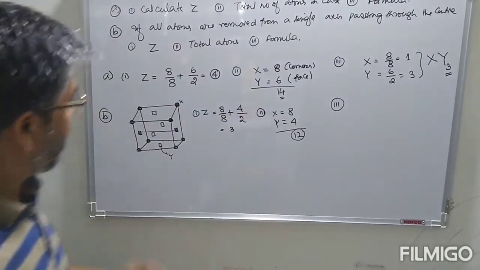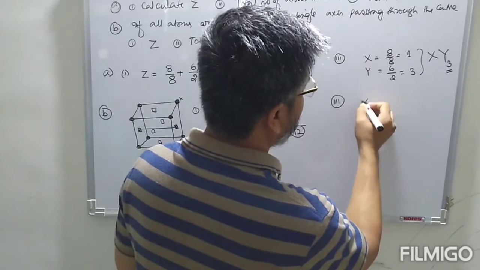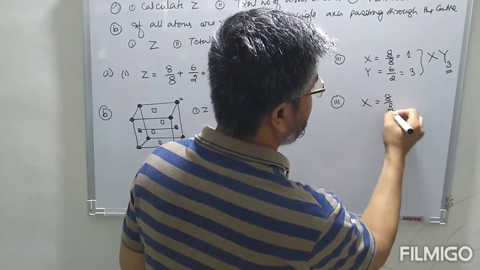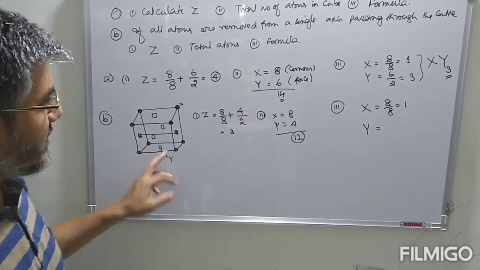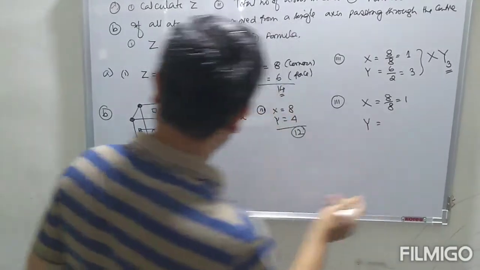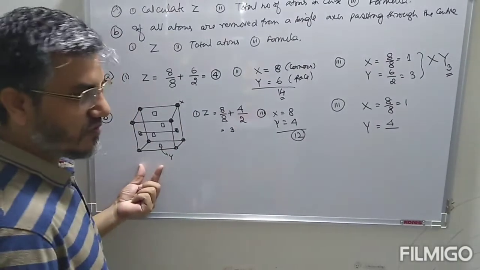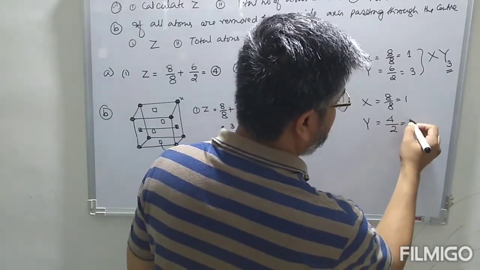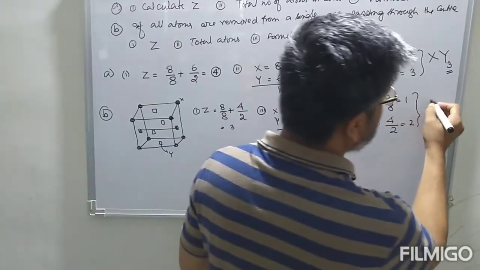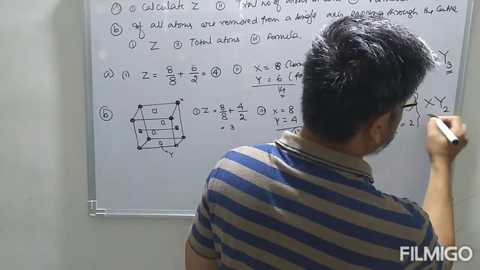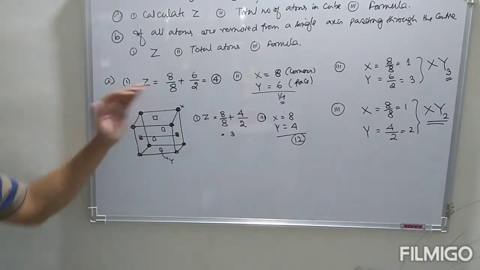The formula: the number of corner atoms is 8, so the effective contribution of X is 8 by 8, that is 1. Effective contribution of Y: the number of face center atoms is 6 minus 2, so we are left with 4, and each face has a contribution of half. So this is 2. Therefore the formula of the compound is XY2. So this is how we define the formula from the lattice position.